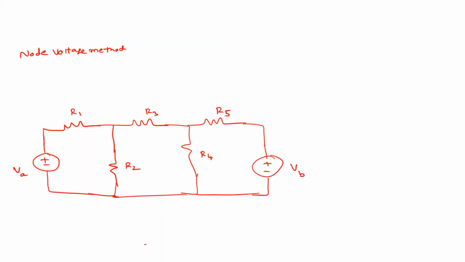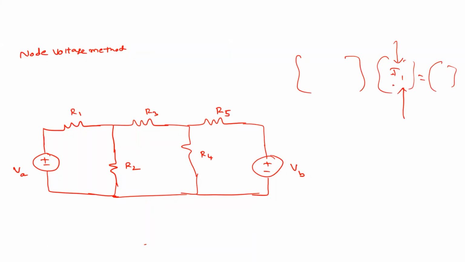Here in the loop current method we are dealing with currents, and the equations are in the current form. Now in this node voltage method, the equations will be in the voltage form. Earlier the unknowns were in current form, I1, I2, I3. Now you have V1, V2, V3, that is in the voltage form.